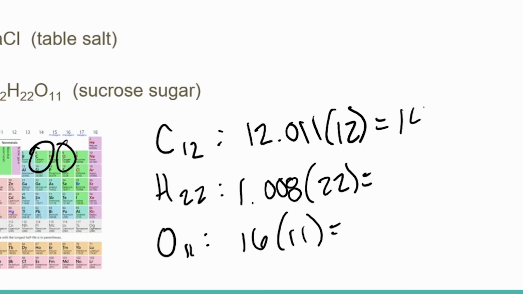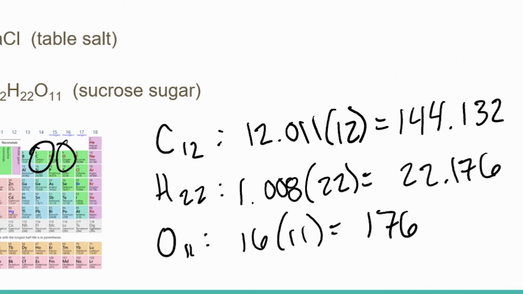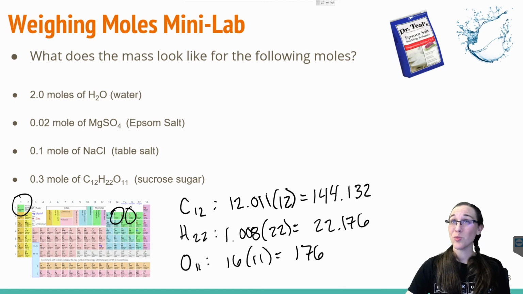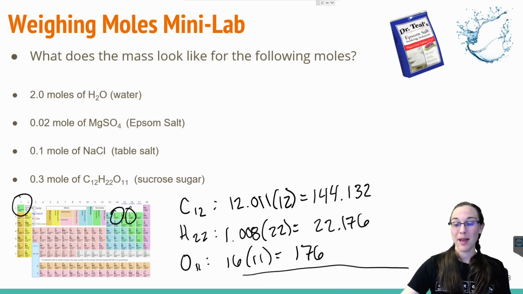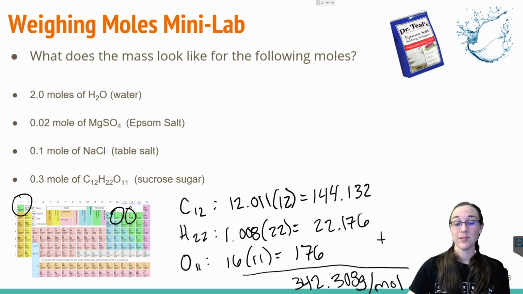So that gives us 144.132 for the carbon, 22.176 for the hydrogen, and 176 for the oxygen. These are all in grams per mole. These are all the total weight of that specific atom type. We need to know the molar mass of the whole compound, so let's add those three up together. And that gives us a final answer of 342.308 grams per mole of sucrose sugar.